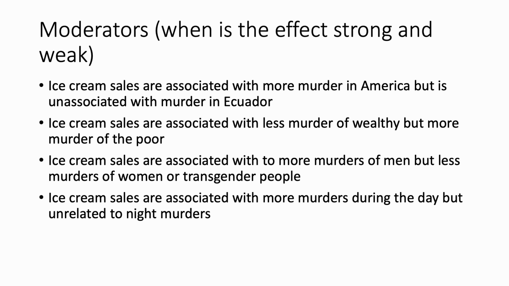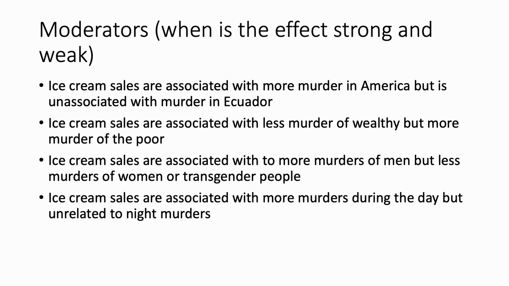Ice cream sales are associated with more murder in America, but are going to be unassociated with murder in Ecuador. That's a moderator by nation. The effect of ice cream sales on murder is moderated by nation. Ice cream sales are associated with less murder of the wealthy, but more murder of people who are poor, right? Wealth is a moderator of the same effect. Ice cream sales are associated with more murders of men, but less murders of women and transgender people, right? This would be a moderator by gender.